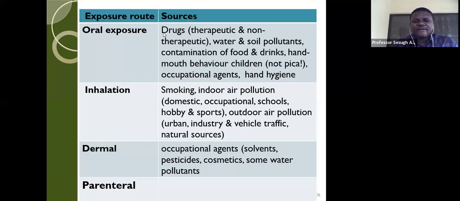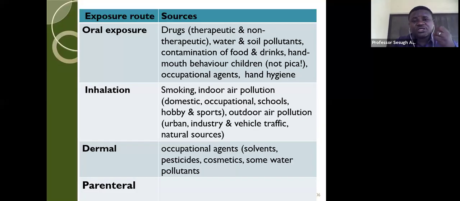Cuts and wounds. Okay, someone said through cuts and wounds. Parenteral could be digestive tract, vein, wound, skin. That's okay. Gastrointestinal tract, typically injection, infusion into the body. That's all right. That's great.